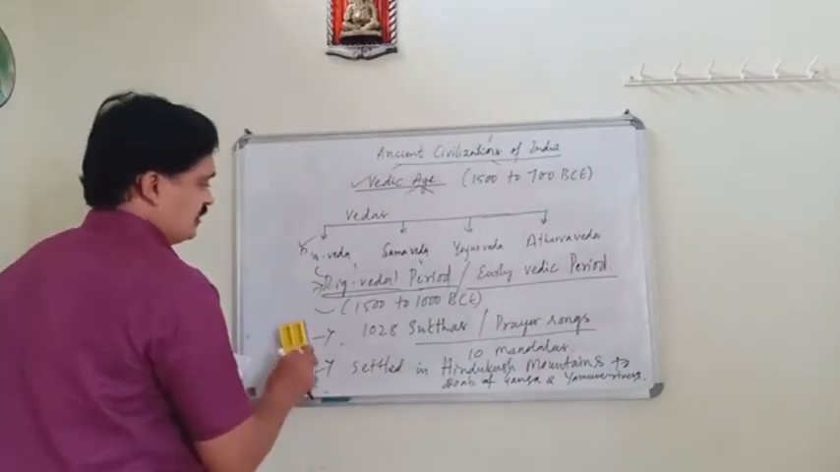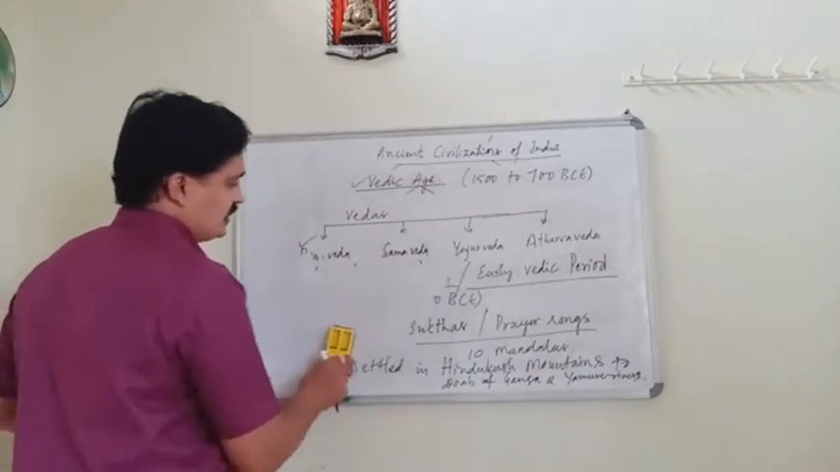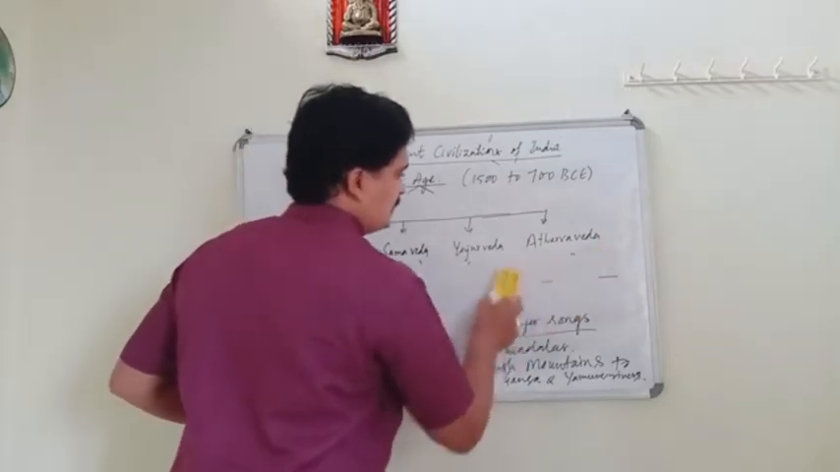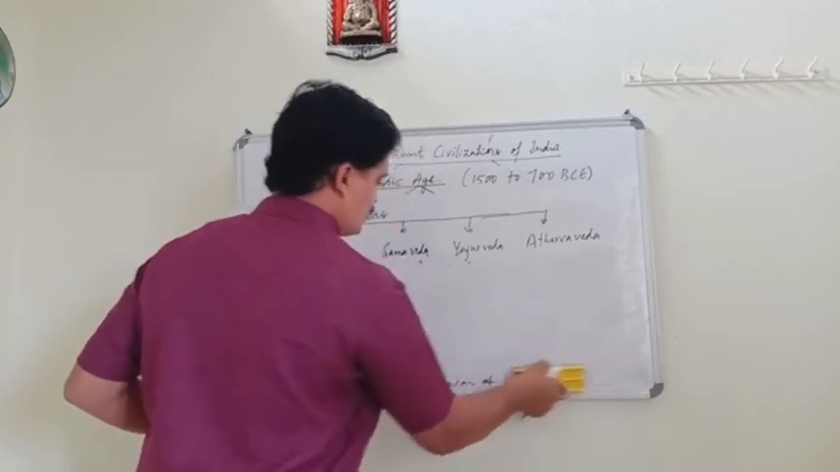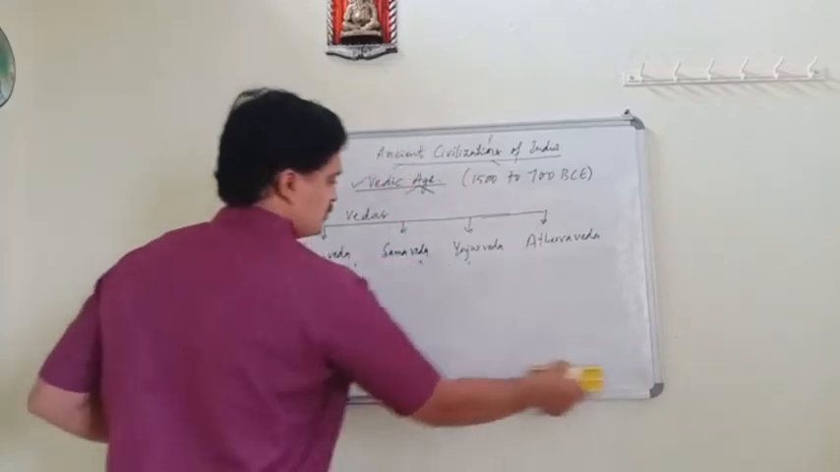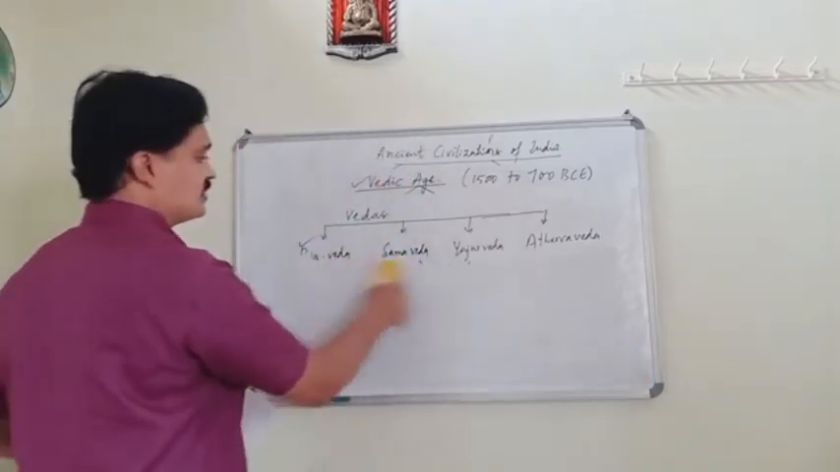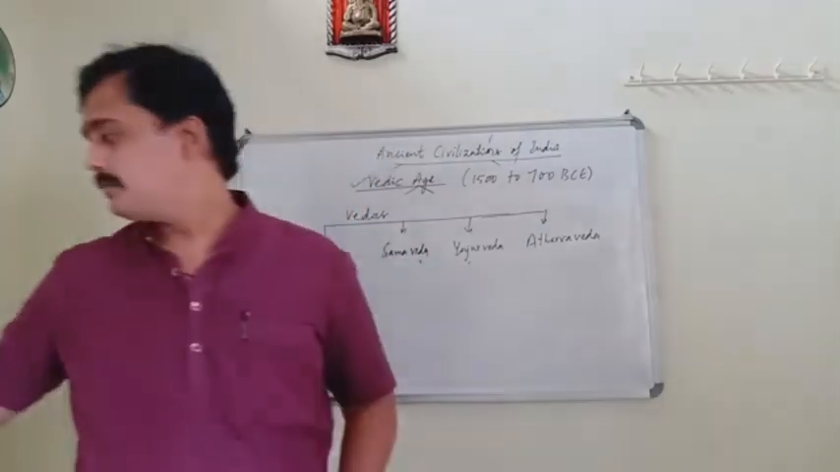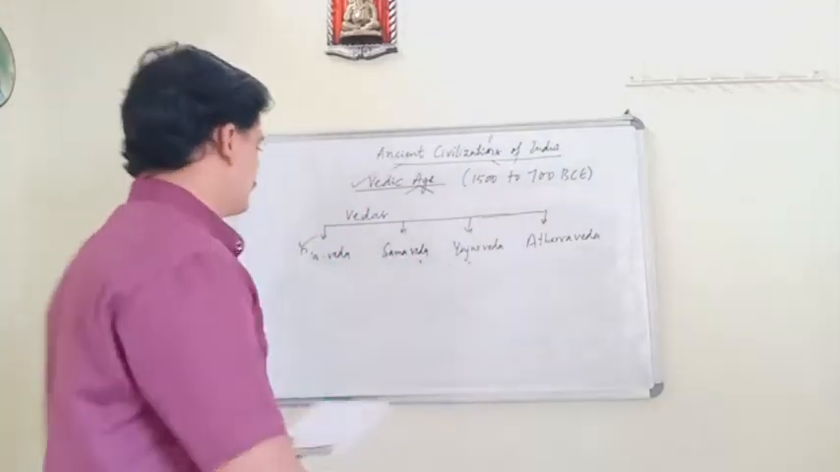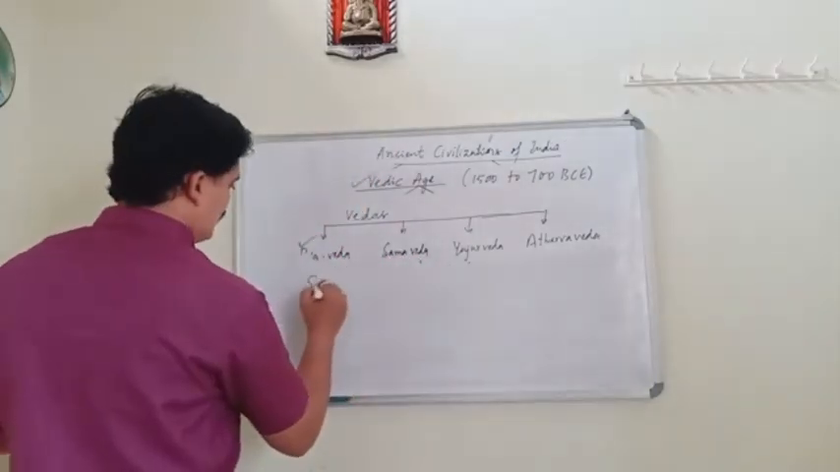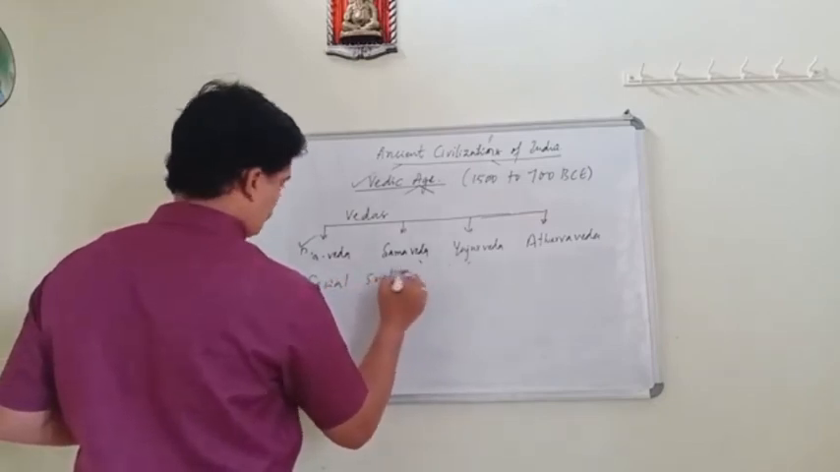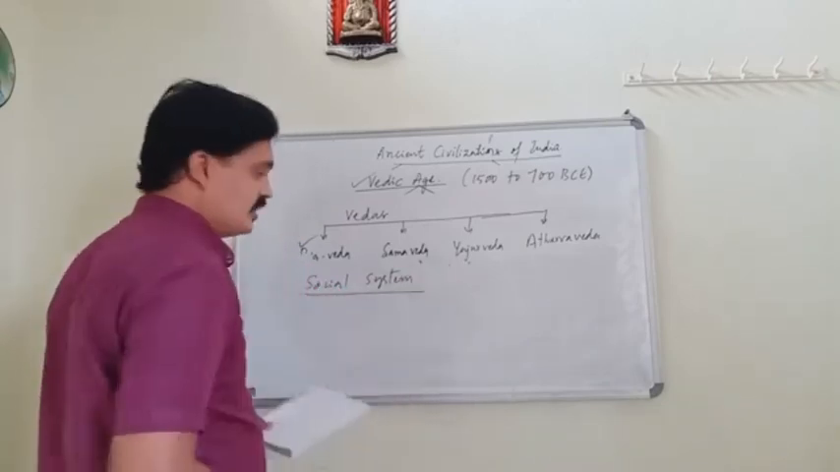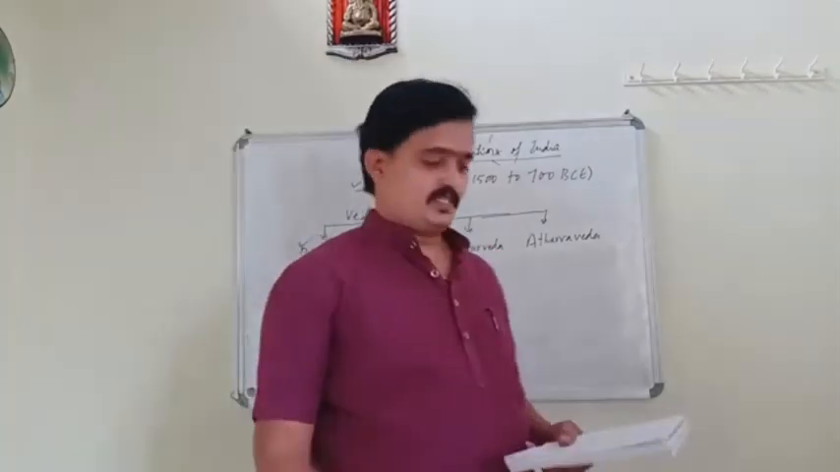See, this is the introduction about the Rigveda period here. So next we are going to learn about the social systems, economical systems, religious systems and the political systems of the Rigveda period here. Okay. So let's see about the social system of the Rigveda period here.